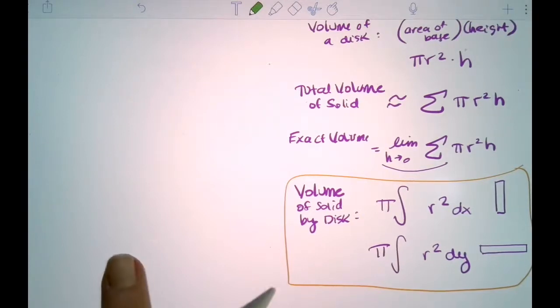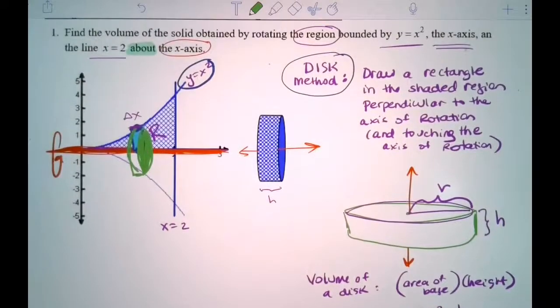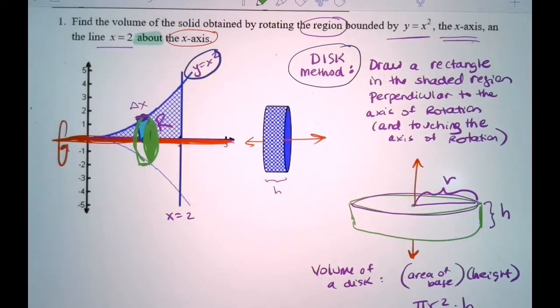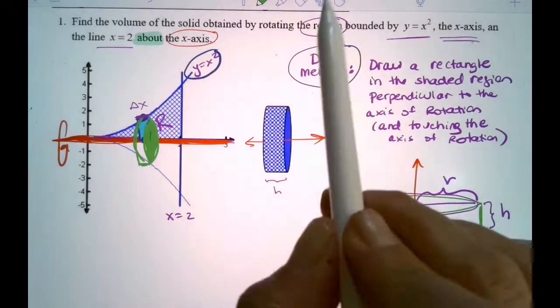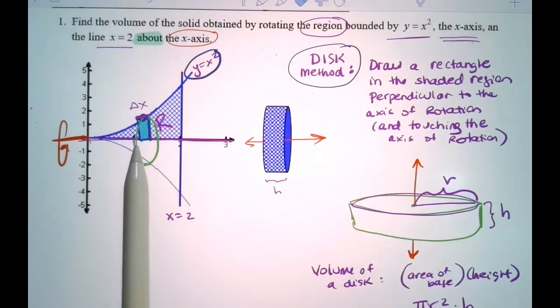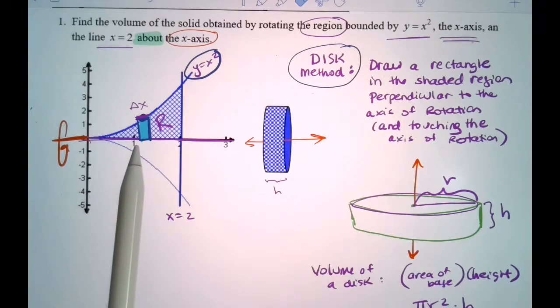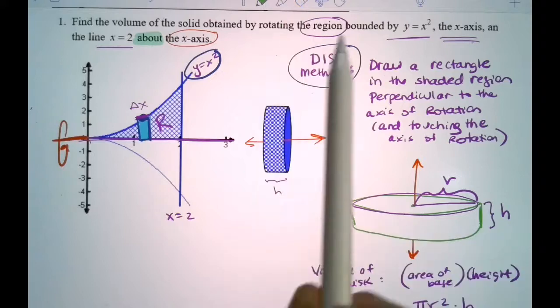So we're going to come back to this question now. I'm actually going to work on this problem using what we have here. So I'm going to try to get rid of some of those pictures there. Okay, so here we have that rectangle again, thinking about what we had done. We drew a rectangle perpendicular to the axis of rotation. It's touching the axis of rotation. And so there's our imagery.